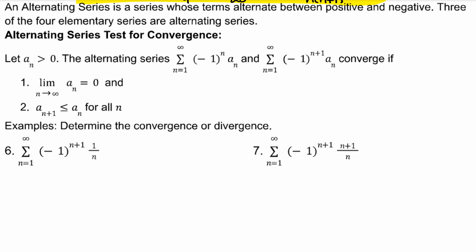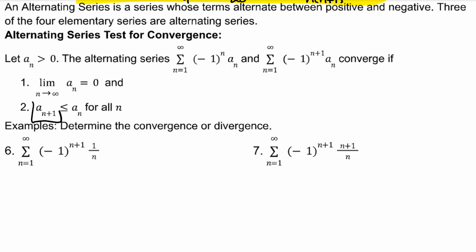Let a sub n be greater than 0. The alternating series has negative 1 to the n, or sometimes negative 1 to the n plus 1, multiplied by a sub n. This alternating series will converge if the limit of a sub n as n approaches infinity is 0. Note that a sub n does not include what I like to call the alternator, the thing that determines that it is an alternating series. So a sub n is the non-alternating part.